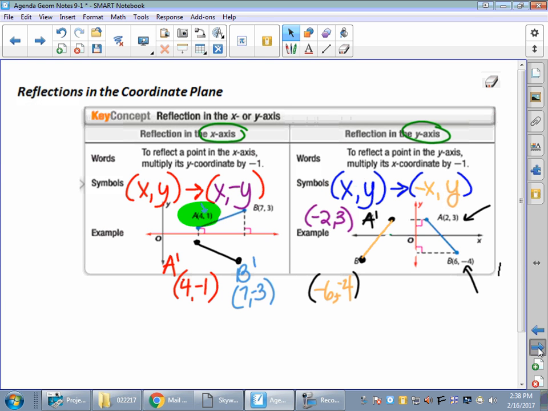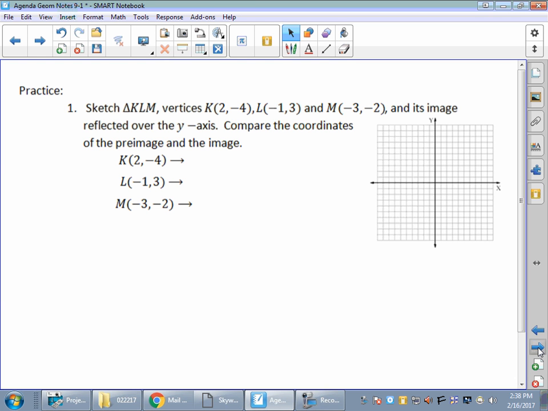Seems pretty simple, right? So I'm going to ask you to do something like this. It says to sketch triangle KLM. That is our pre-image. The vertices are those ordered pairs. Its image wants to be reflected over the y-axis. Compare the coordinates of the pre-image and the image.